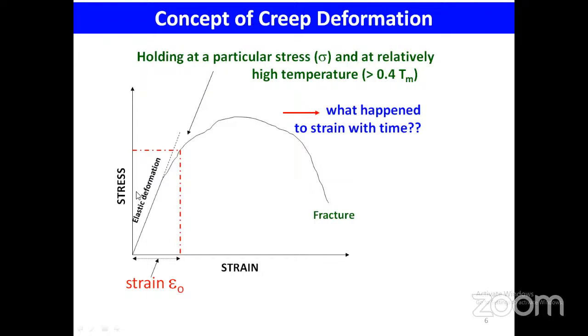This is the typical tensile stress strain diagram, where as the stress increases, the strain increases up to beyond the maximum load, and then the stress decreases due to reduction in cross section and leads to fracture. If the component is kept at a particular load or stress at a given temperature, mostly above 0.4 times the melting point in Kelvin, what is going to happen to the dimensions of the component?